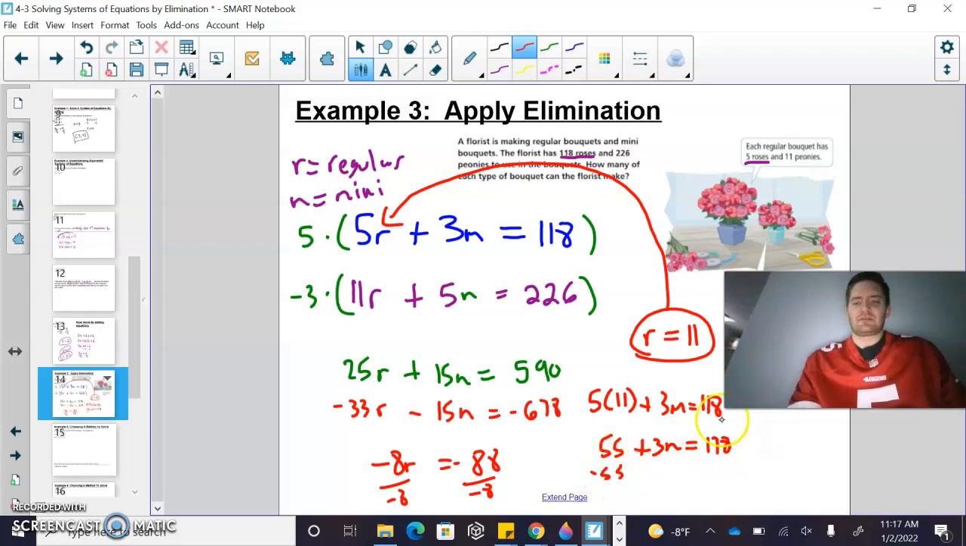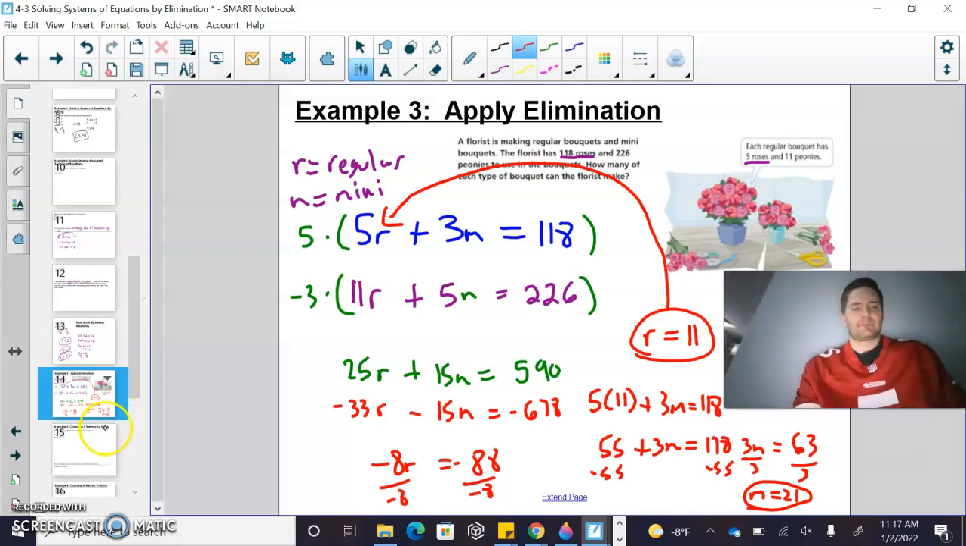Then we're going to subtract 55. That's just going to be 63. Then we're going to divide by 3. And M is going to be equal to 21. So you can make 11 regulars and 21 mini bouquets.